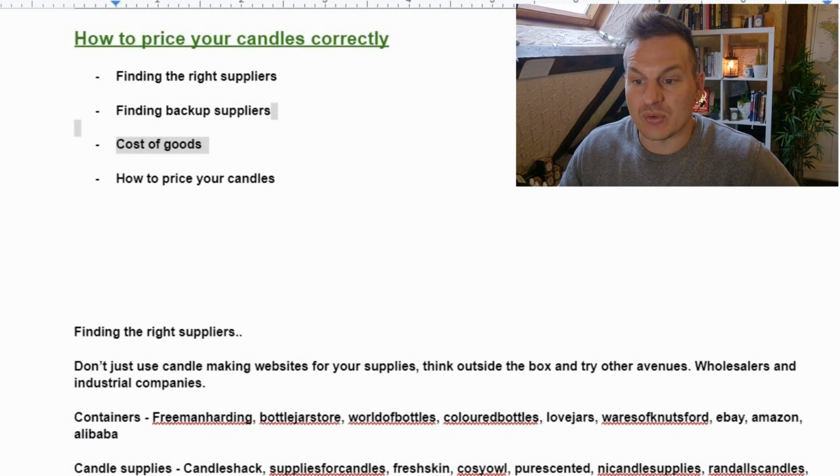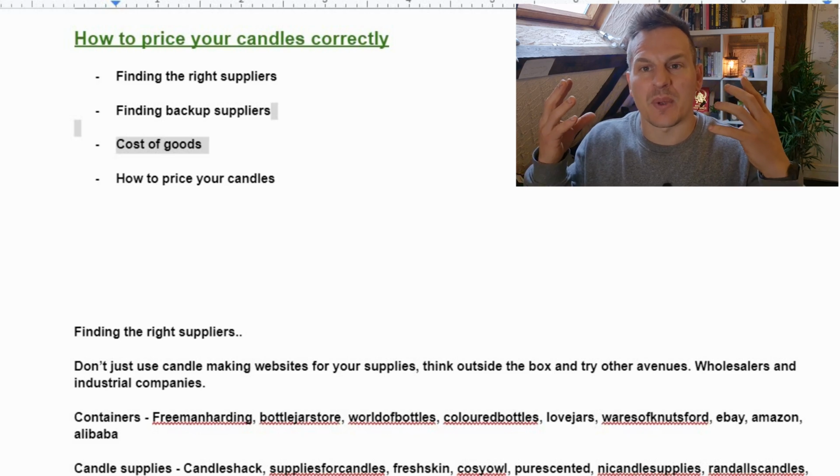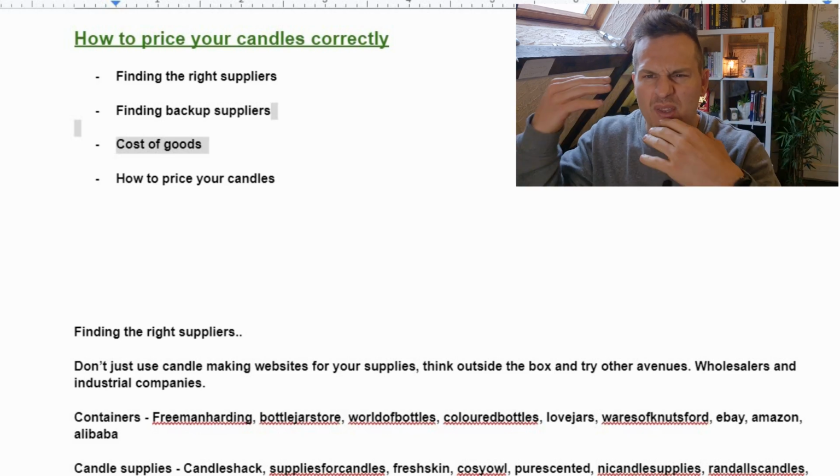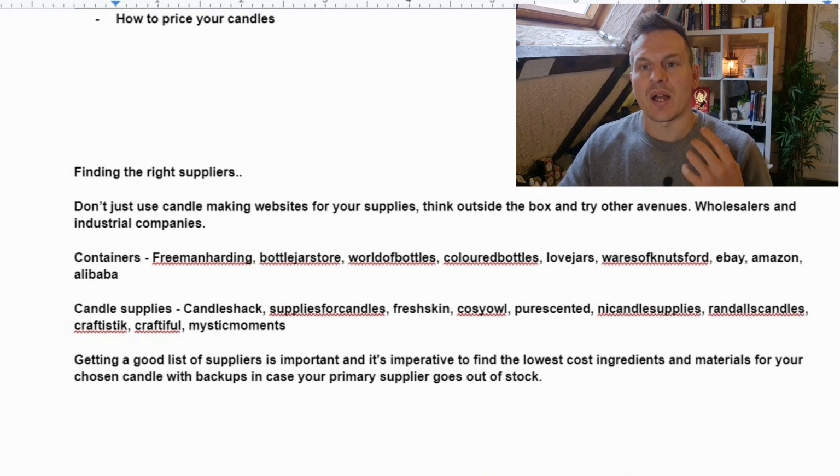So how to price your candles correctly. First, you need to find the right suppliers. Secondly, you need to get backup suppliers. Then, thirdly, cost of goods. And then how to price your candles correctly, how I price my candles anyway. So we'll go through all these bits. So the first thing is finding the right suppliers.